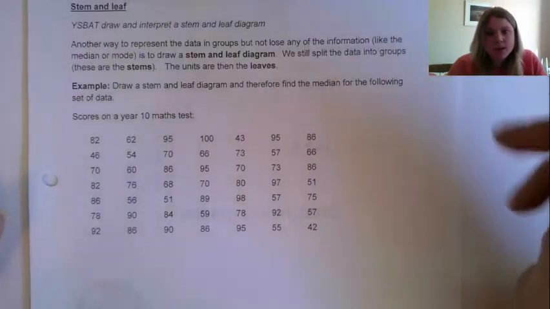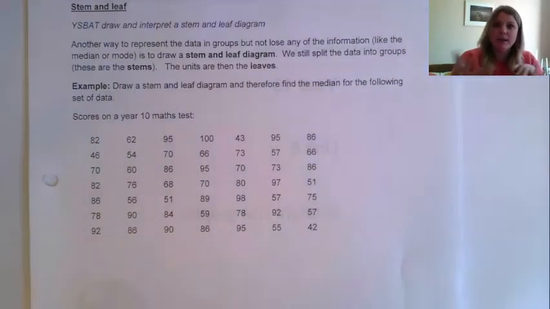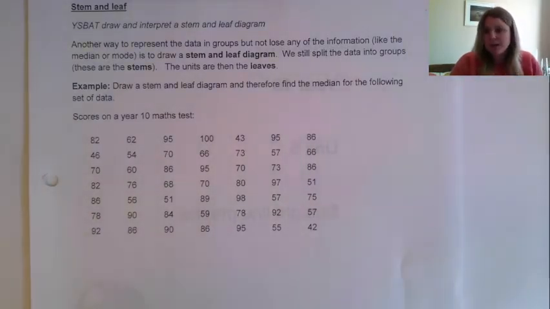So a stem and leaf diagram is like a funny wee bar chart. It's like a sideways bar chart, but it also includes the information that it's about in the bars, and you'll see what I mean by that in a wee minute. It's just another way that we can represent data. It's also really useful for seeing trends in the data, and for finding the median of a set of data. So let's have a wee look at this example.